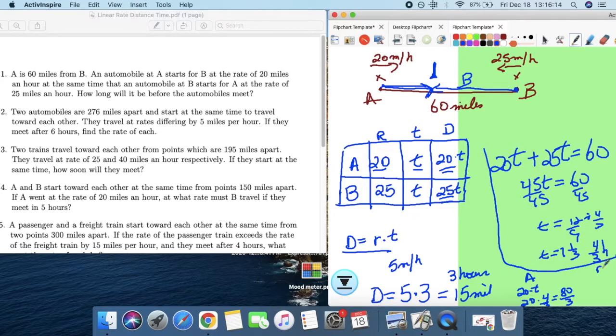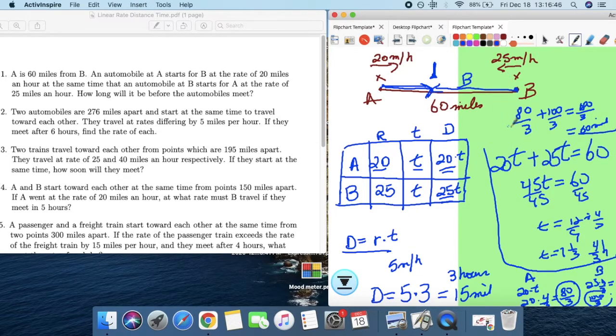Car B is going to travel 25 miles an hour times the t, which is 4 over 3, and that's going to give me 100 over 3. Now, if I add those up, here's the distance traveled by car A, which is 8 over 3 miles, and the distance of car B, which is 100 over 3 miles. So 80 over 3 plus 100 over 3 equals 180 over 3. And that distance is 60 miles. That tells us that we are correct.